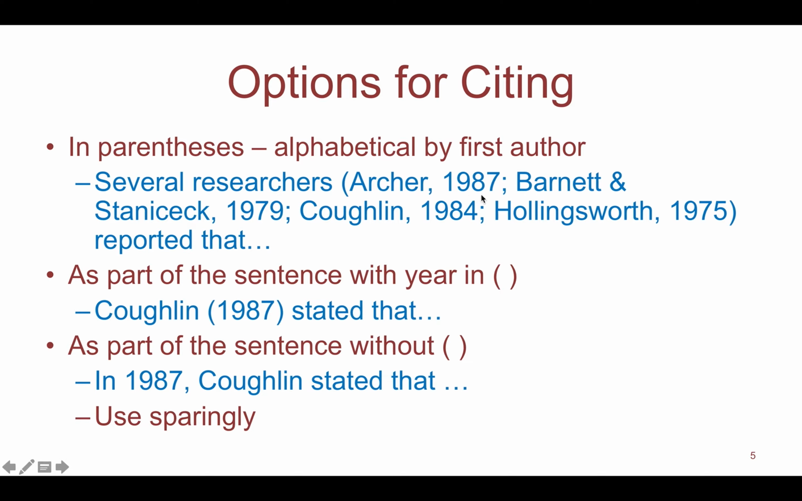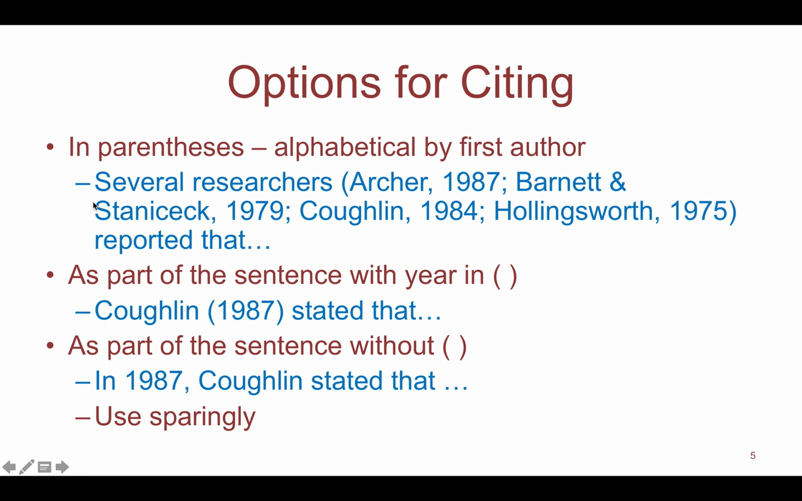We have Archer, 1987, Barnett and Stanachek, 1979, Coughlin, 1984, Hollingsworth, 1975, and notice that those sources are separated by semicolons, and they're put in alphabetical order by the first author's last name. So Archer, then Barnett, then Coughlin, then Hollingsworth. And again, those are 4 different articles from 4 different years. So that's useful to do when, like I said, you're citing multiple citations at once. We just have several researchers, cite, reported that, blah, blah, blah.